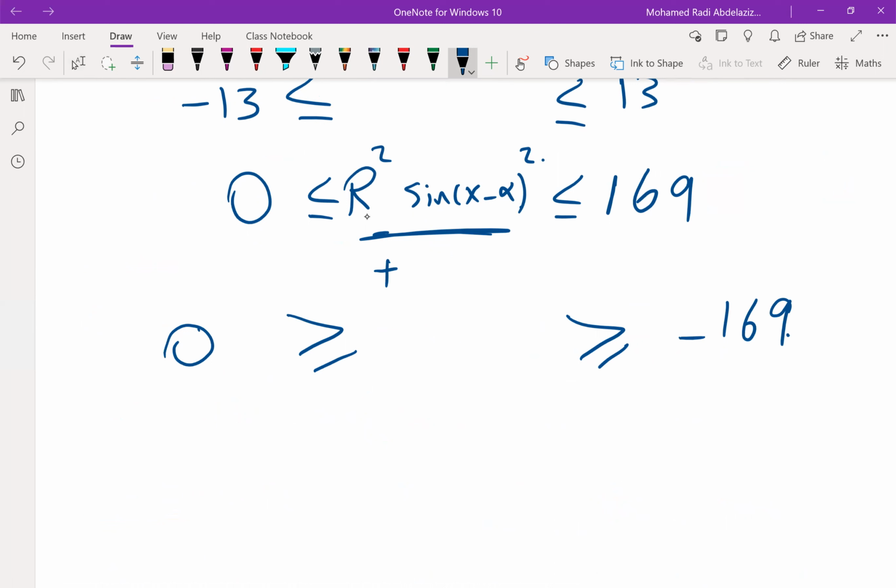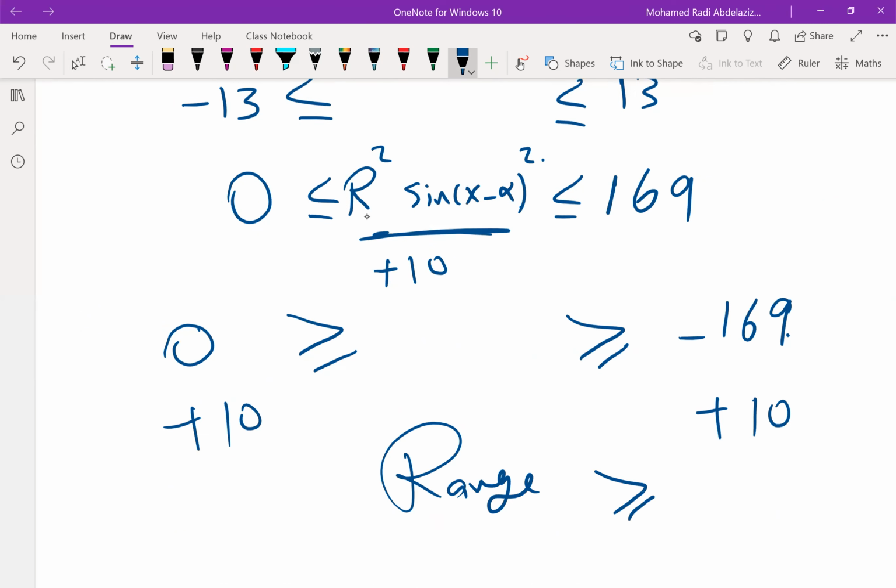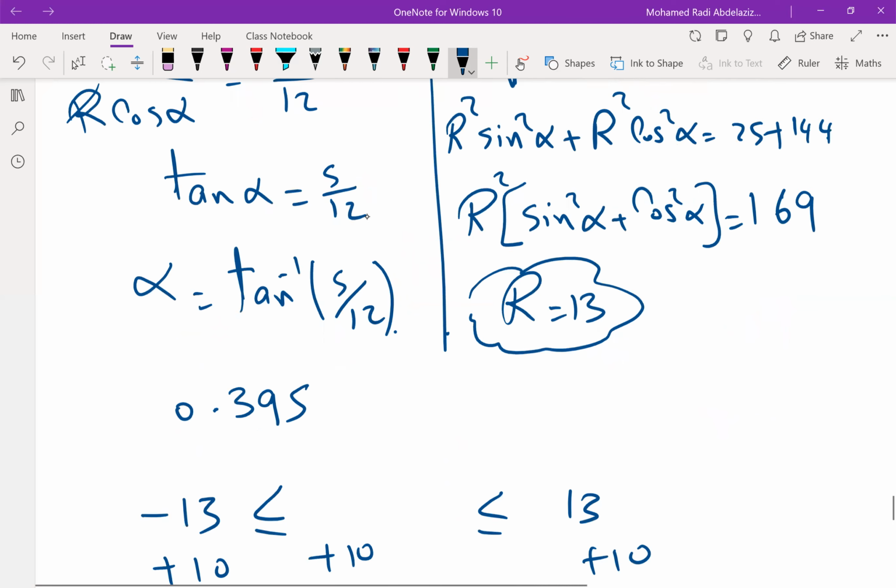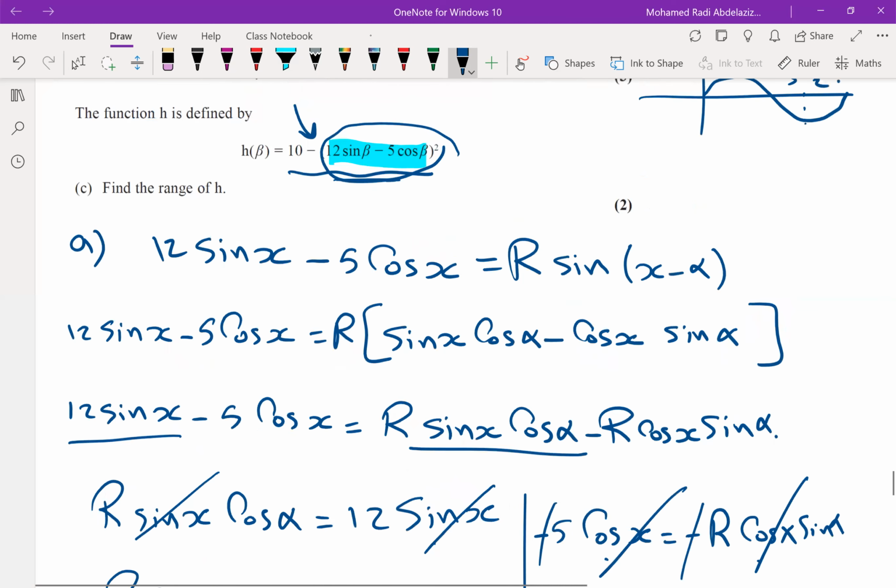Then, if you look at the expression, he adds 10, so you have to add 10 to both sides. This is the new range. So the range is greater than or equal to -159 and up to 10. This is the range of the function h. That's it. Thank you.